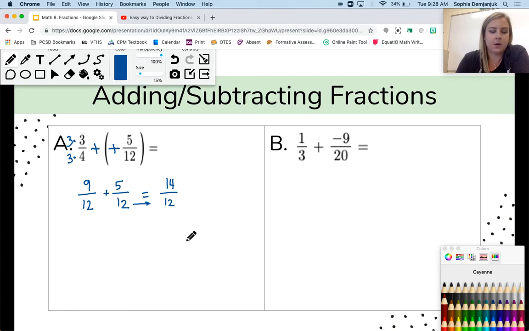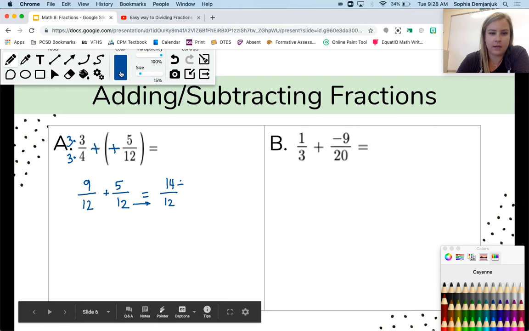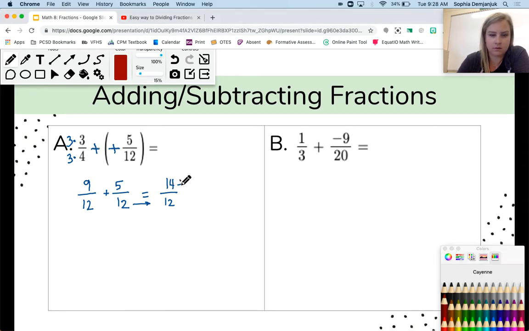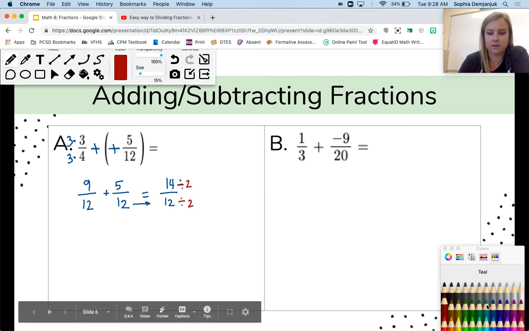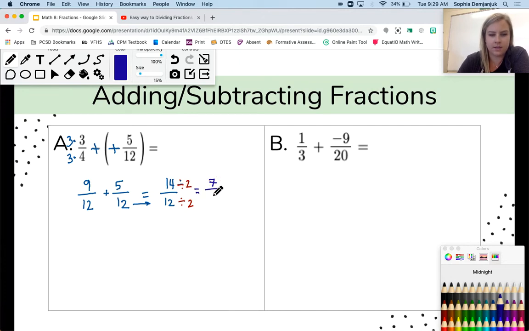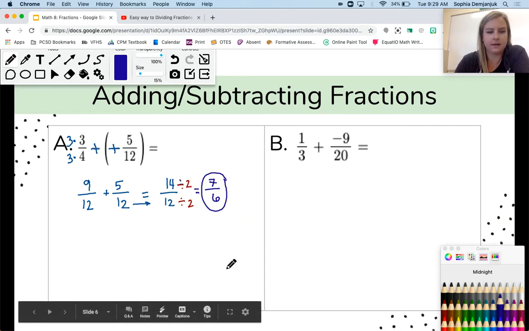I see 14 and 12 are both even numbers, so I can divide them both by 2. Divide by 2, divide by 2. 14 divided by 2 gives me 7. 12 divided by 2 gives me 6. And they only have one that they have in common. So that's our final answer.